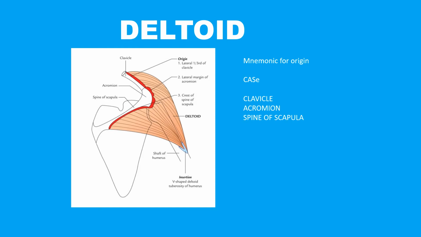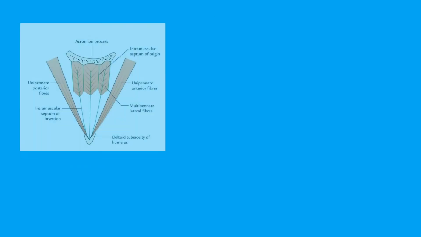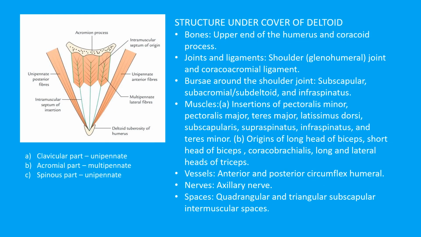Mnemonic for origin: Case. Clavicle. Acromion. Spine of scapula. Deltoid has three parts. Clavicular part unipinnate. Acromial part multipinnate. Spinous part unipinnate.